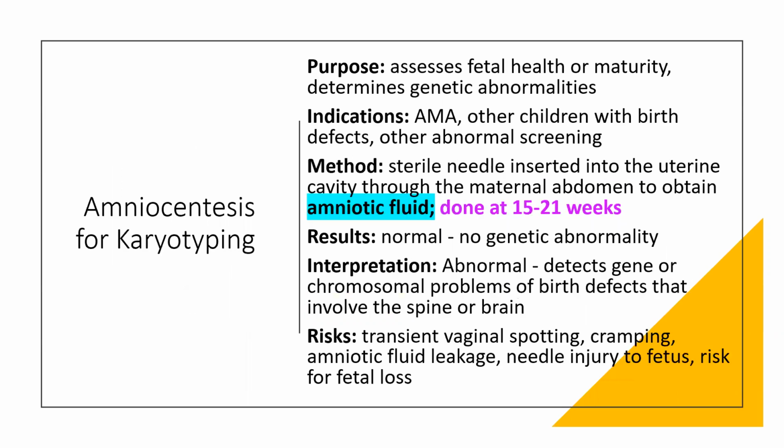Okay. Amniocentesis for karyotyping. This is, of course, done later at 15 to 21 weeks. The purpose of this is to assess fetal health or maturity, determines also genetic abnormalities. The indications of this are the same things, AMA, other defects or history. The method of this is a sterile needle is inserted into the uterine cavity through the abdomen to obtain amniotic fluid. So amniocentesis, think of thoracentesis, same type of thing.